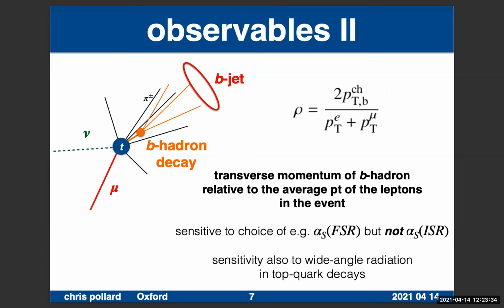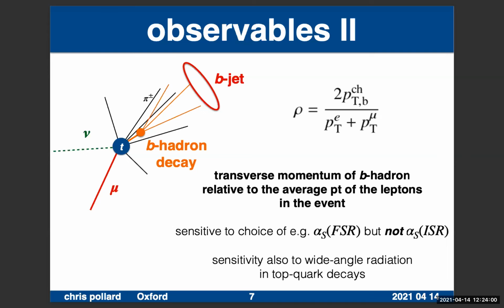Another observable that we've unfolded here is a little bit more event-wide. We call it rho. It's shown at the top here. It's the transverse momentum of the b-hadron divided by the average momentum of the 2 leptons in the event. And the reason we do this is we don't have really good control over the beam energy of the LHC. It's a hadron collider. So we can't exactly take the b-hadron energy and divide it by the beam energy and get a useful measurement.